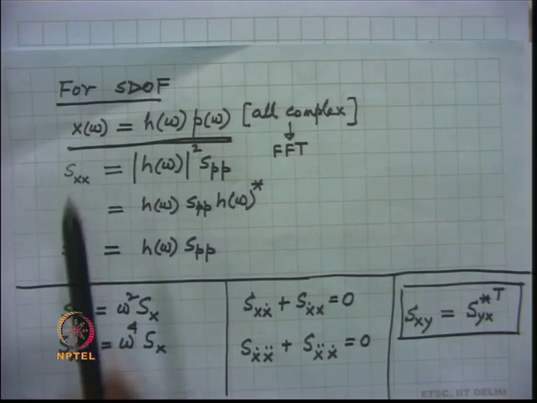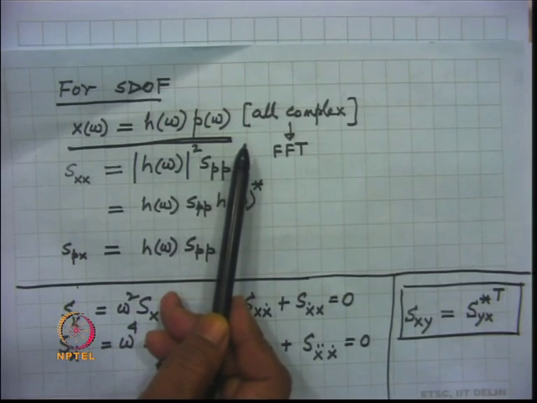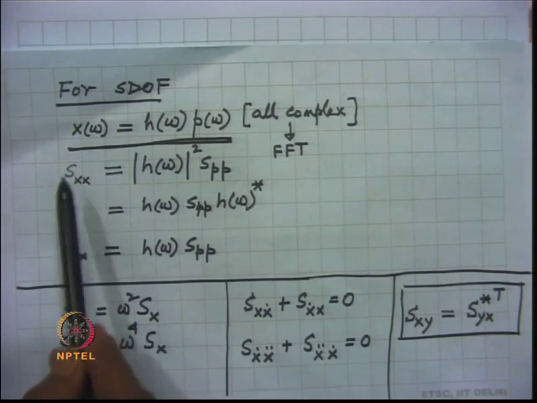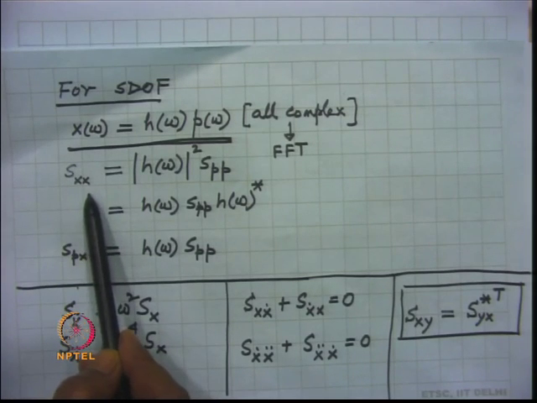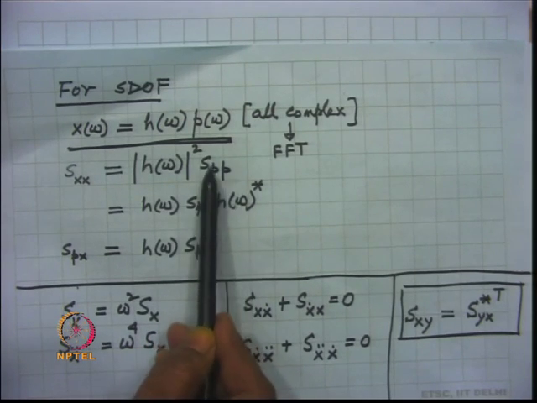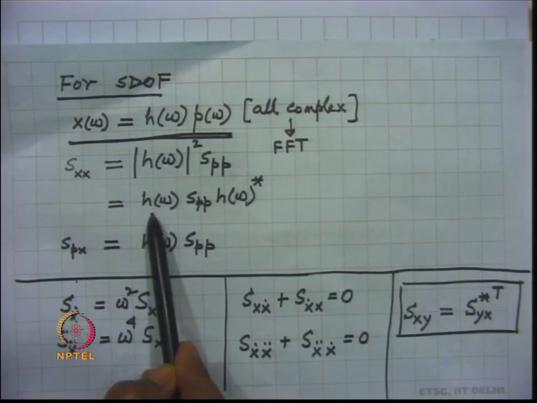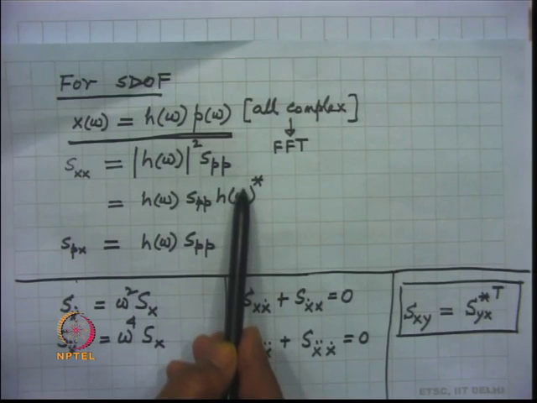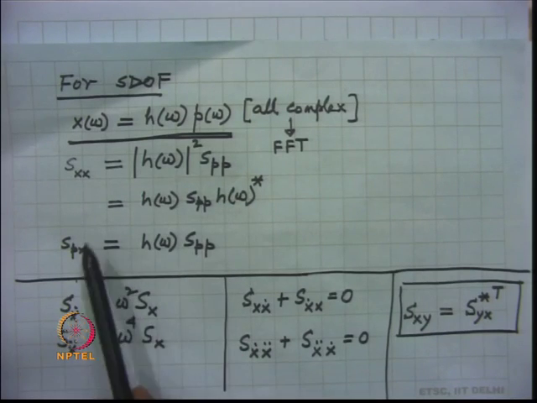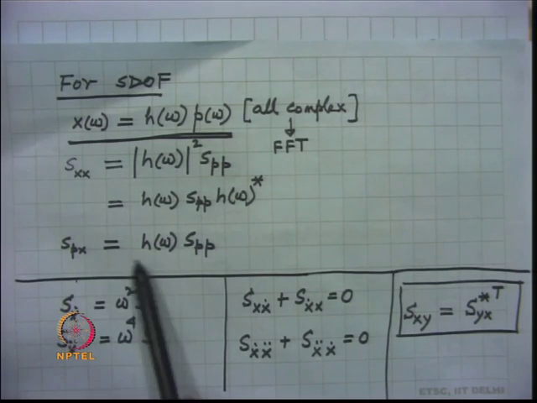In the previous lecture also, we had shown that X(omega) is equal to H(omega) into P(omega), that they are all complex numbers. P(omega) is obtained from fast Fourier transform, and Sxx, the power spectral density function of the response, is equal to the absolute value square of H(omega) into the power spectral density function of P. Now, this can also be written as H(omega) into SPP into H(omega) star, because this multiplied by this becomes equal to the absolute value square. And the cross power spectral density between the force and the response is equal to H(omega) SPP.